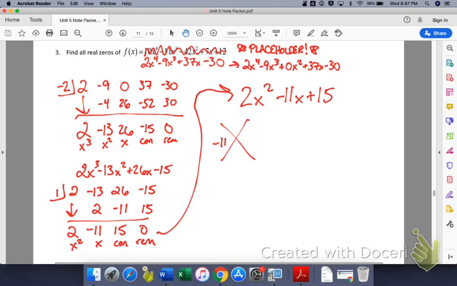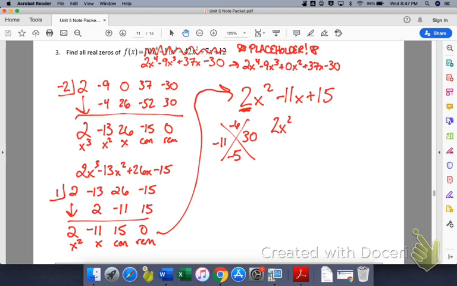So a times c in this case, 2 times 15, is 30. We're trying to add to negative 11, multiply to 30. Two numbers that do that: negative 6, negative 5. The one thing you have to be careful with, and you have to remember, when factoring a trinomial that's got a number in front of the x squared, so something that's not a 1, we have to set this up a little bit differently so our factors are correct.